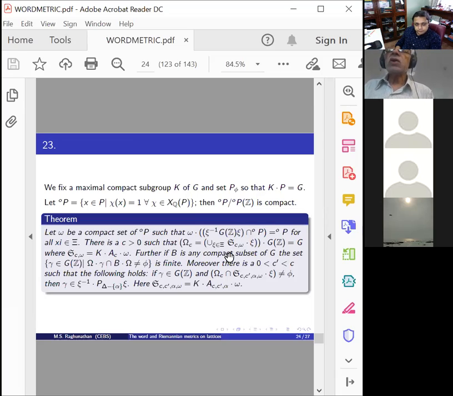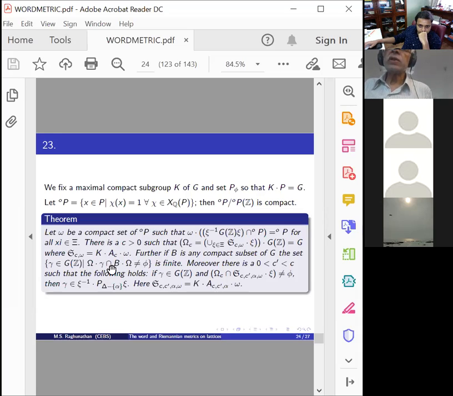Further, if B is any compact subset of G, the set of γ in GZ such that Ωγ intersection BΩ is not empty is finite. In particular, this means the set of γ such that Ωγ intersection Ω is not empty is finite. In other words, this Ω_c has finitely many neighbors under Γ. But I want to say something stronger. I can plug in a compact set and look at B times Ω, which enlarges Ω.